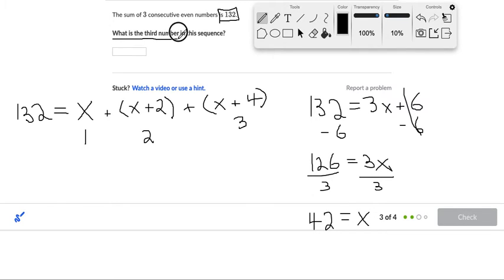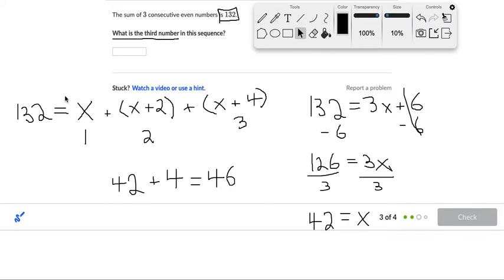What is the third number in the sequence? Okay, so 42 is our first number in the sequence. It's just x. Our third number is x plus 4. So let's do our x, which is 42, plus 4. And that'll get us 46. So that means the third number in our series is 46.